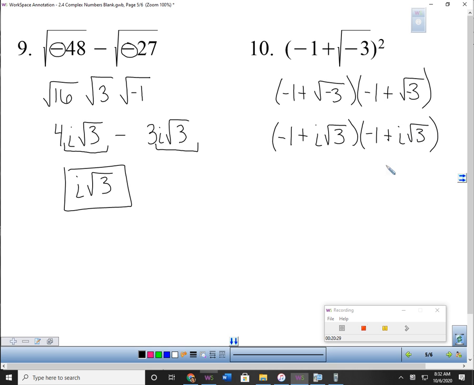And anytime you have an i, you would have to use the bigger calculator, and it's not going to give that to you in a format that you want. It's going to give it to you in decimals, and it won't put a root where it needs to be. So you have to do them by hand. So I have negative 1 times negative 1 is positive 1. And then negative 1 times i square root of 3, that would be negative i square roots of 3. And then I have another i square root of 3 times negative 1, so negative i square roots of 3.